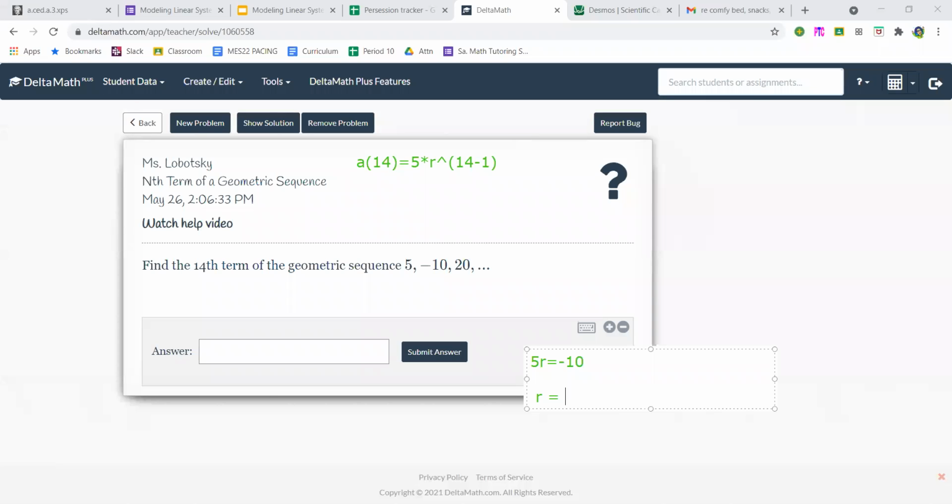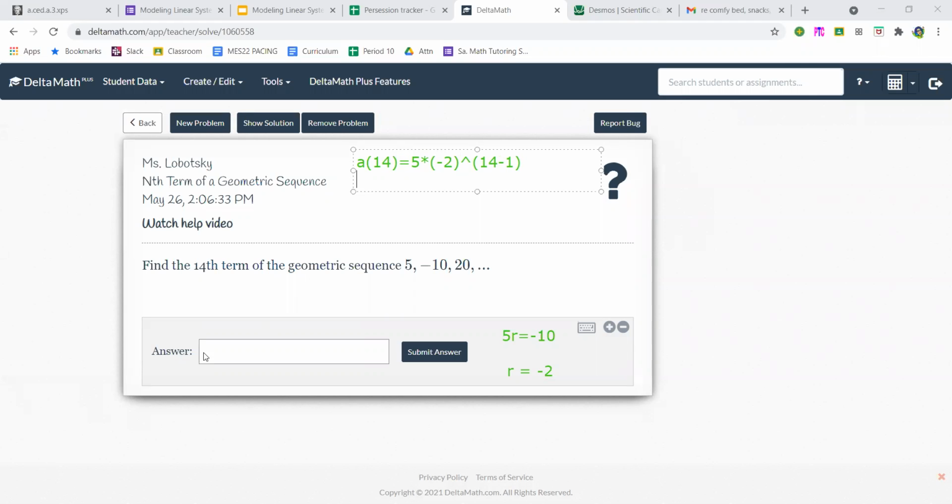So what's r equal to? -10 divided by 5. -2. -2, perfect. And if you can't do that mental math, grab your calculator. There's going to be ones that are more challenging, right? That's okay. Grab your calculator. So now I know what r is, so I'm going to change that. I'm going to put in parentheses just because it makes my life a little happier.